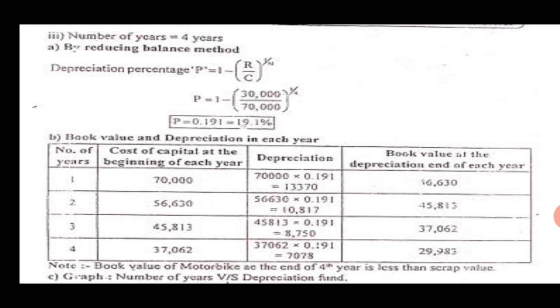So first what we do in these problems of reducing balance or diminishing balance, we will have the formula P is equal to 1 minus R divided by C raised to 1 by N. Using this you will find out the depreciation percentage. Okay, and this depreciation percentage is fixed for all the years, and when you multiply this depreciation percentage with the cost of capital for that year, you will get the depreciation amount. And this depreciation amount you will deduct from the cost of capital for that year to get the book value at the end of each year.